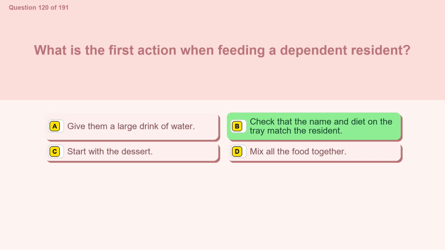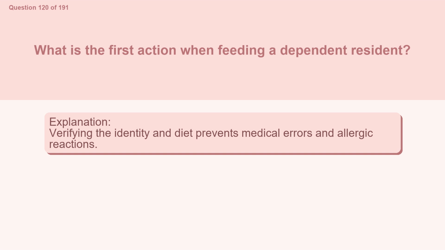The correct answer is option B. Check that the name and diet on the tray match the resident. Verifying the identity and diet prevents medical errors and allergic reactions.